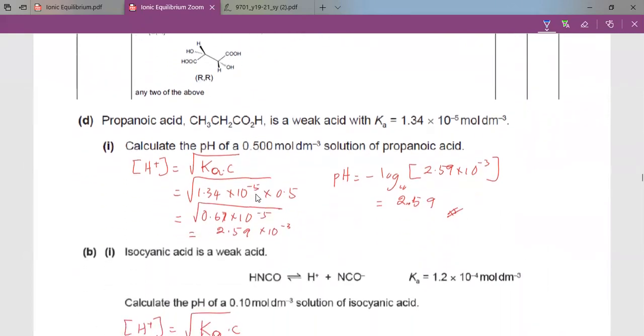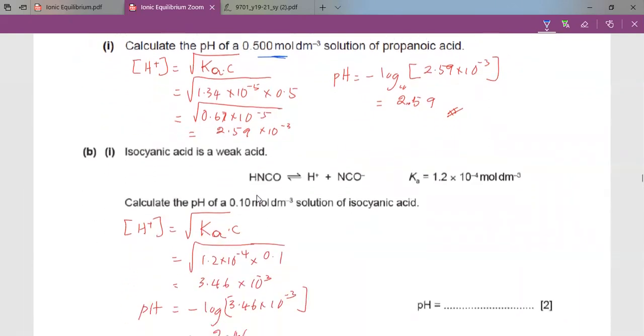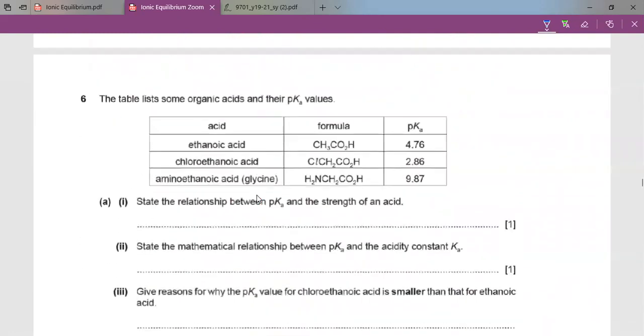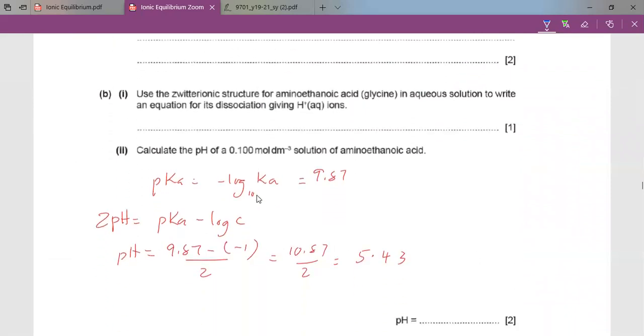Now this one, propanoic acid, weak acid. Again, Ka is given. Find the pH of the solution. Again, same. You can go through here yourself. And here, again, Ka is given. Find the pH. Concentration is given. Again, I've gone through all these things. You can go back and look at it. I want to finish off in 10 minutes' time. Same thing here. Find the pH.